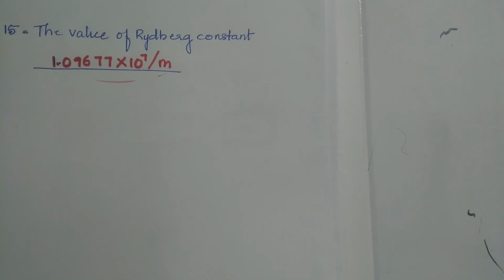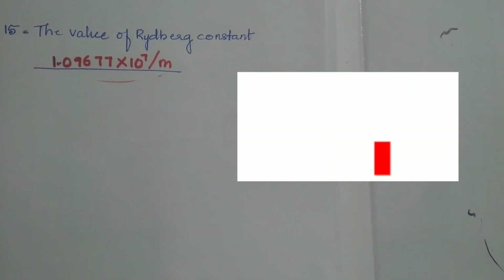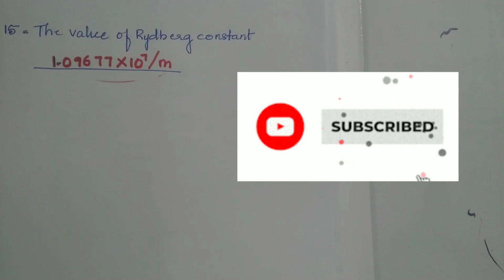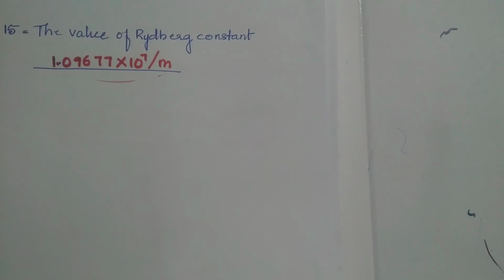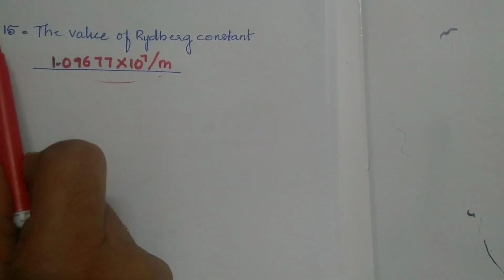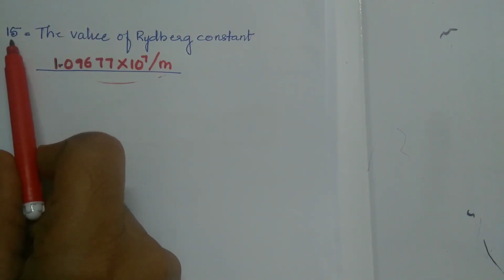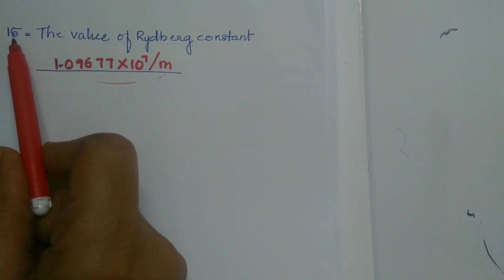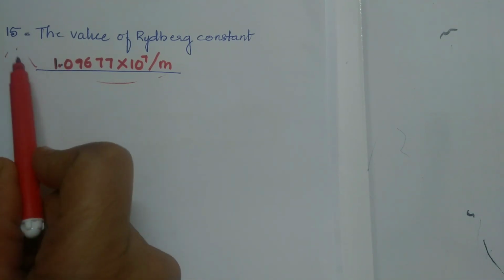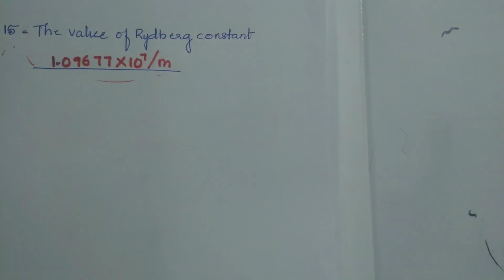Let us start with the first question, that is the value of Rydberg's constant is 1.09677 × 10^7 per meter. This is the 15th one. The 14th question will be there in part 1. I have already explained, you can go through the videos. So this is the second part of the solution.